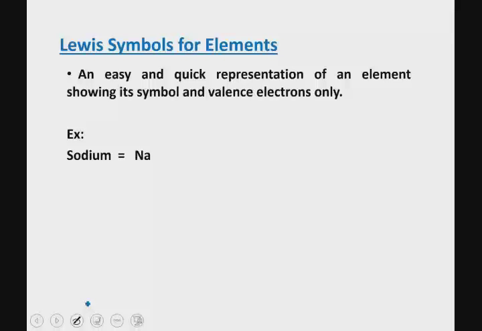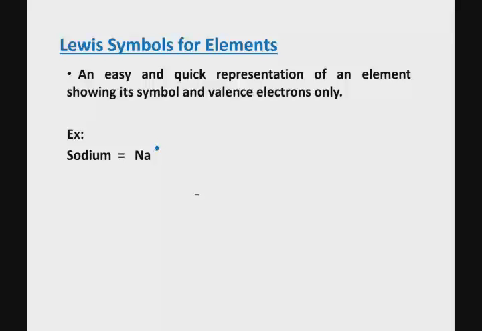How many valence electrons does sodium have? Sodium has only one valence electron because it is in group 1A, it's an alkali metal, and therefore that one valence electron is represented as a dot around the symbol. This is a Lewis symbol for the element sodium. Does this mean that there is only one electron in the sodium atom? No, it does not mean that.